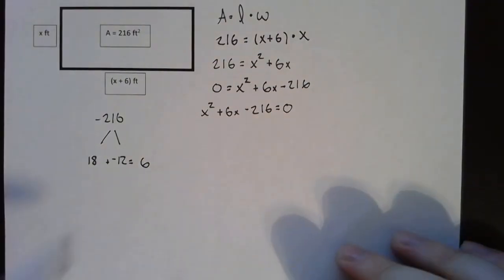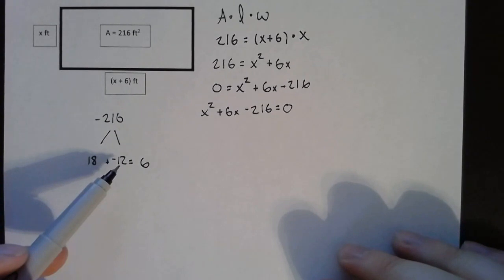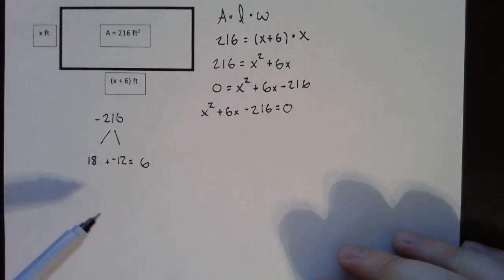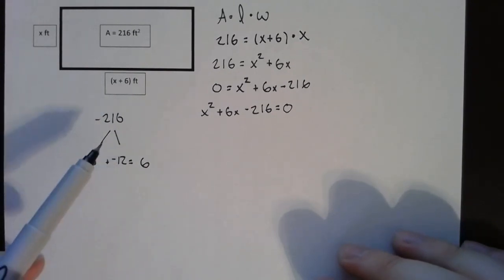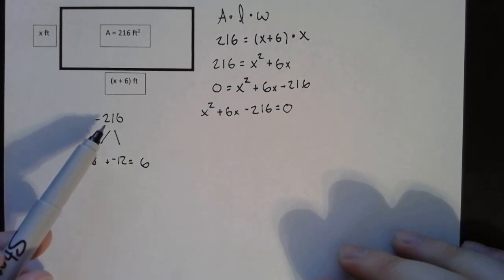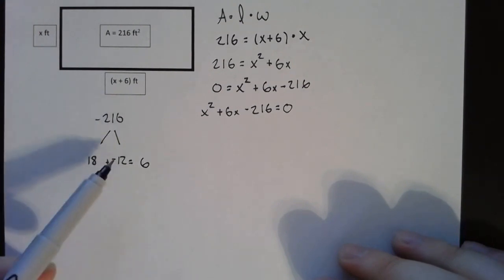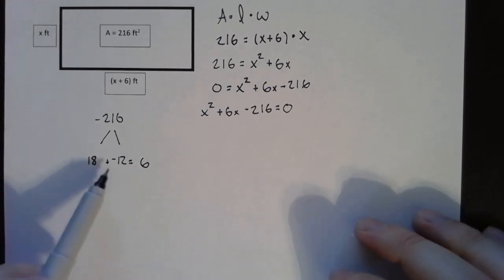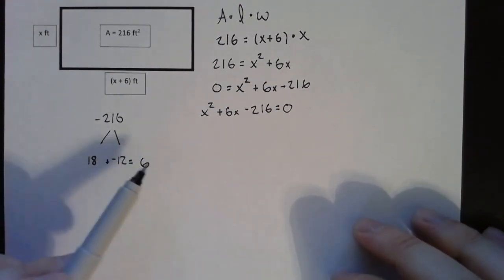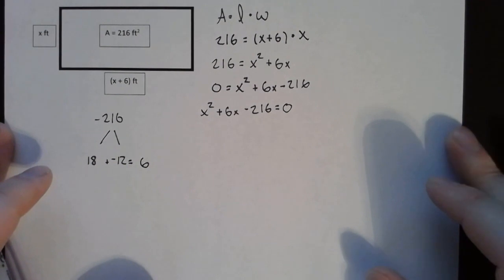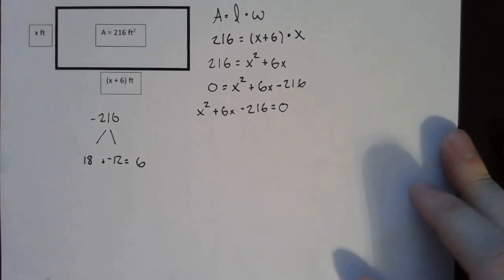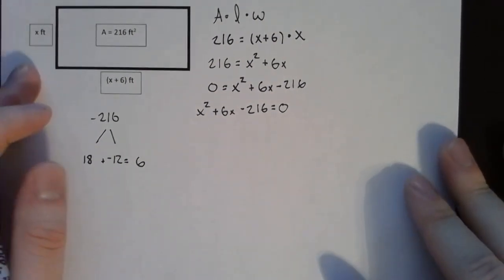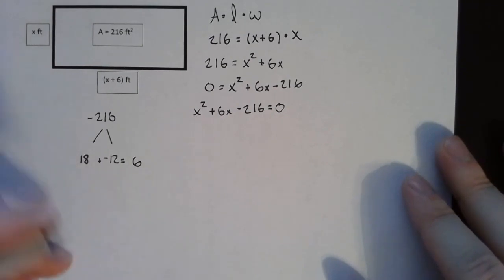Hopefully we were able to come up with 18 and negative 12. You should recognize that one of the numbers needs to be negative if we have a negative result here. Positive times a negative is the only way to get a negative result. And they need to be only 6 numbers apart. The difference has to be 6. So that is how we want to split up our middle term.